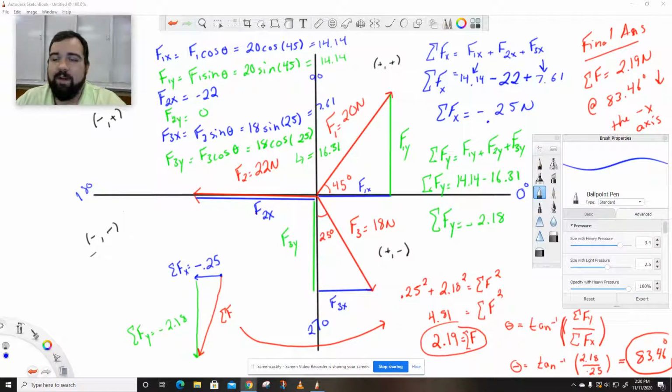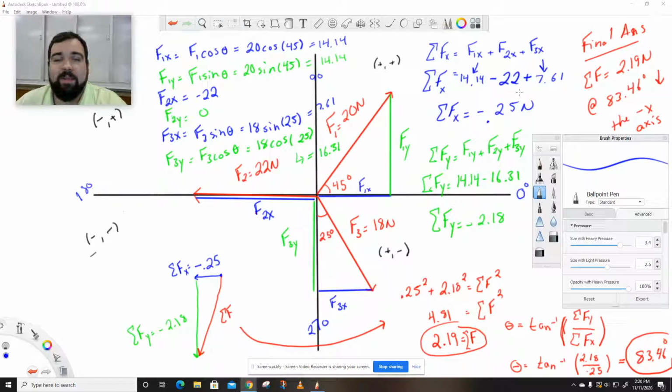So for F3x and F3y, I believe that's where a lot of people had issues. F3x is opposite to the angle theta there, so you're not using cosine for x, you're using sine. Now F3y is adjacent, so that is the one you use the cosine function for. So I believe a lot of people were flipping these answers, the 7.61 and the 16.31.